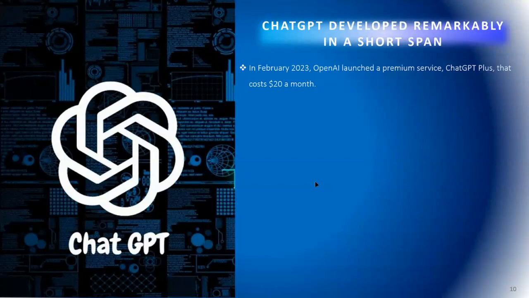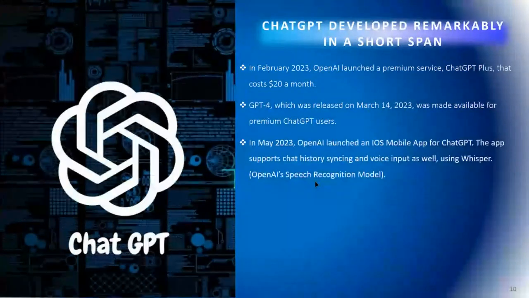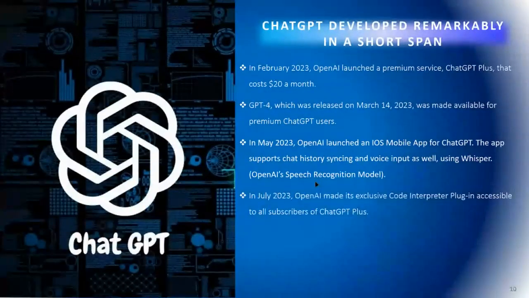OpenAI launched a premium service, ChatGPT Plus, that costs $20 a month. Okay. Then there was ChatGPT 4 that was released on March 14, 2023, and it was made available for premium ChatGPT users. Next, in May 2023, OpenAI launched an iOS mobile app as well for ChatGPT. That's quite convenient and user friendly, right? The app supports chat history, syncing, and voice input as well using Whisper, that is the speech recognition model of OpenAI.